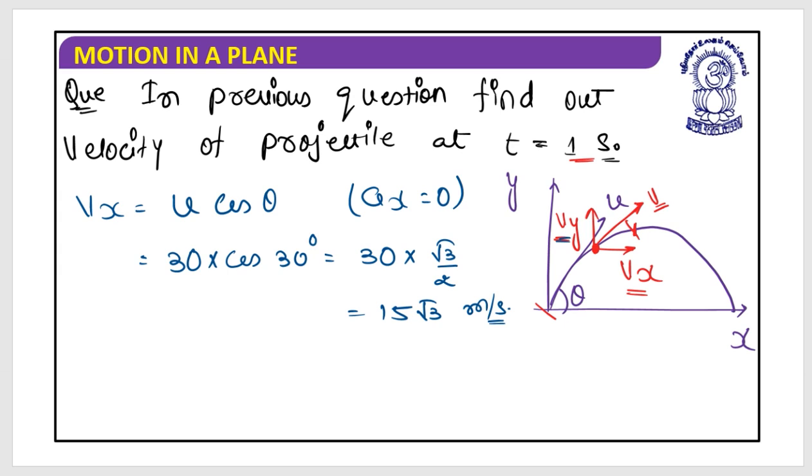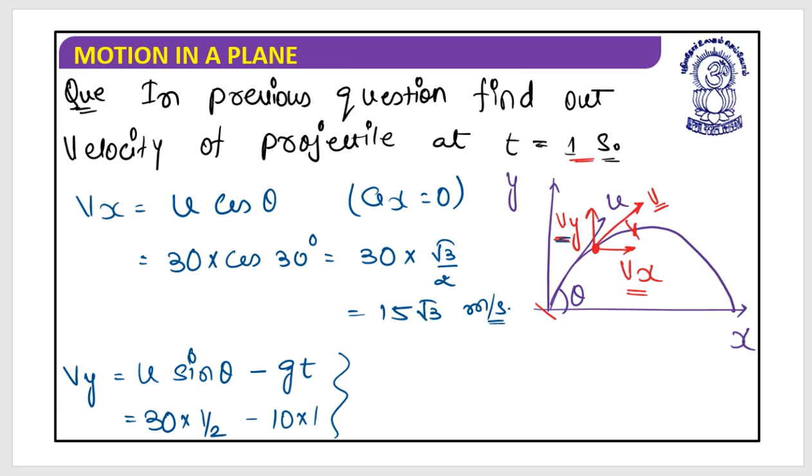Now let's talk about the Vy. Vy is moving under the effect of gravity, so what I can have is u sine theta minus gt. This u would be 30 multiplied by sine theta, which is half, minus g. g is 10, multiplied by t, which is 1. So u sine theta minus gt would be equal to 15 minus 10, and that would be 5 meter per second.